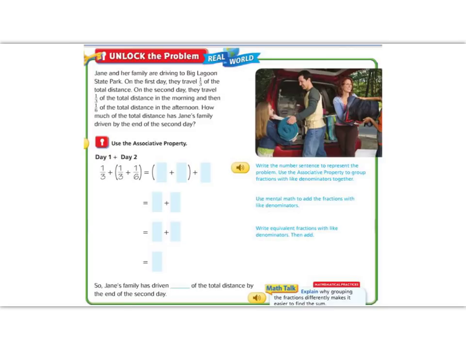Jane and her family are going to Big Lagoon State Park. On the first day, they travel 1/3 of the total distance. On the second day, they travel 1/3 of the total distance in the morning, and 1/6 of the total distance in the afternoon. How much of the total distance has Jane's family driven by the end of the second day? So we are going to add 1/3 plus 1/3 plus 1/6.